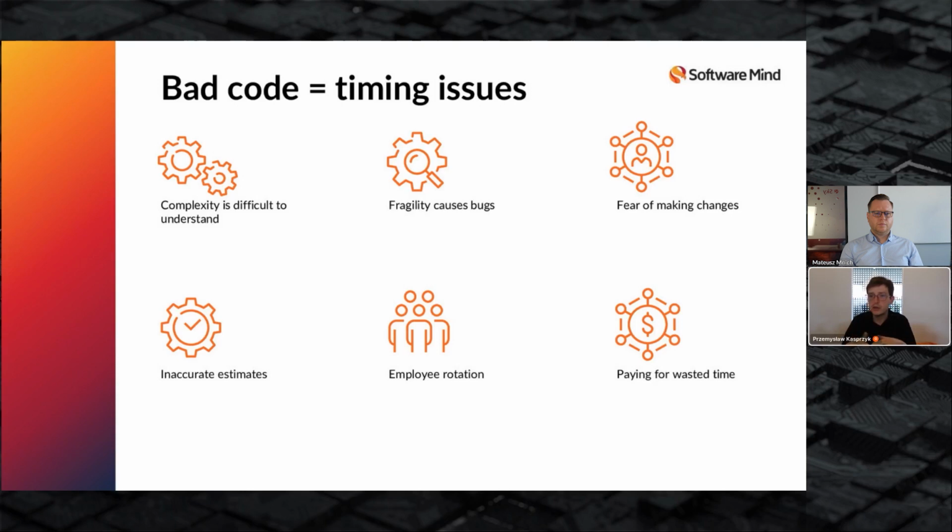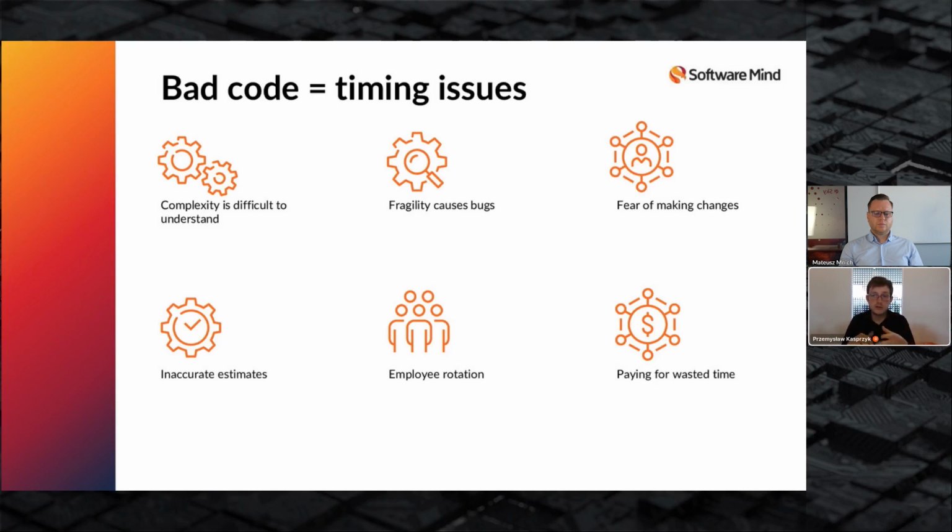Because of that, both developers and management may be afraid to make changes. Changes will be made just when it's absolutely necessary, because everything is fragile. Because of that, we may also have inaccurate estimates. As I said before, surprises will happen when we face some kind of unexpected behavior from the system.